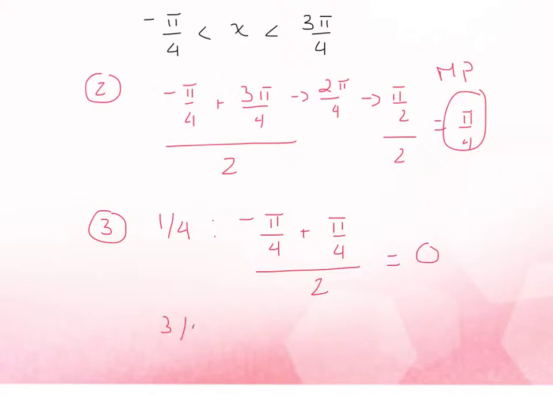To find your third quarter point, you take your right asymptote, 3 pi over 4, add your midpoint, which is pi over 4, and don't forget to divide that by 2. 3 pi plus pi is 4 pi over 4, or just pi over 2. So I found my vertical asymptotes, negative pi over 4 and 3 pi over 4, my midpoint, my first quarter point, and my third quarter point. That's enough to graph one cycle of cotangent.